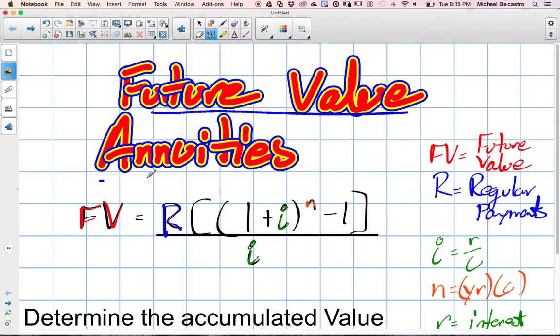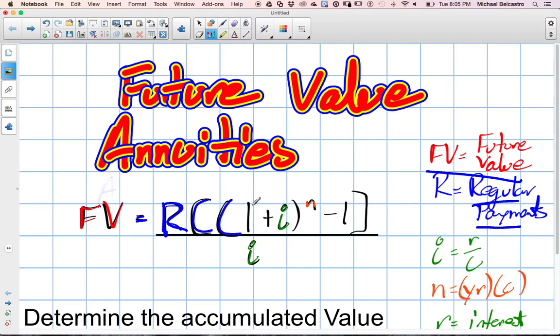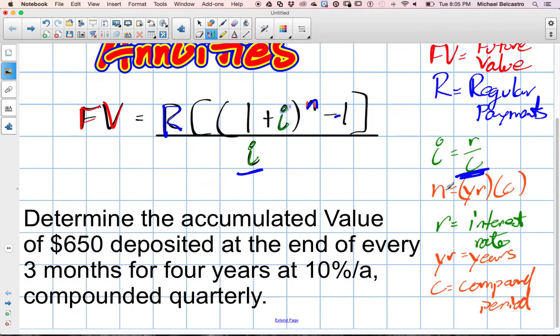A future value annuity. Okay, so here's our formula. The future value, and sometimes they'll refer to this with A, meaning the amount, but FV stands for future value, is equal to the regular payments, which is our R here, multiplied by 1 plus the compound interest rate I, to the power of n, minus 1, all divided by I. And really, n is also years times compound period.